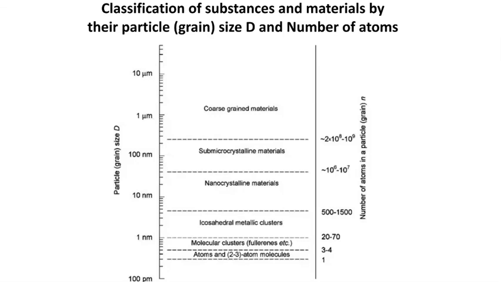Here you can see the classification of substances and materials by their particle, or grain size d, and number of atoms. Let me introduce you. You can also think about a particle size, which is also called a grain size.